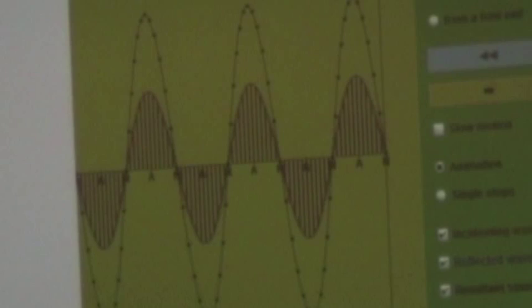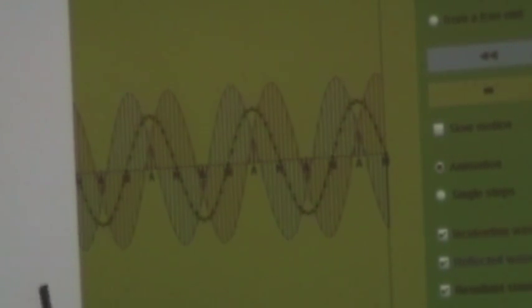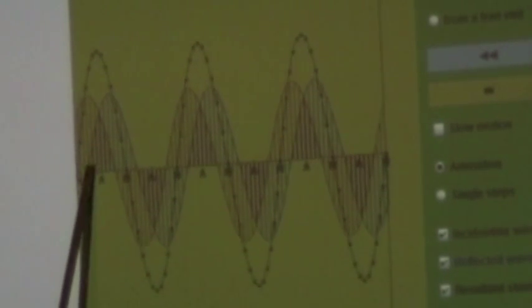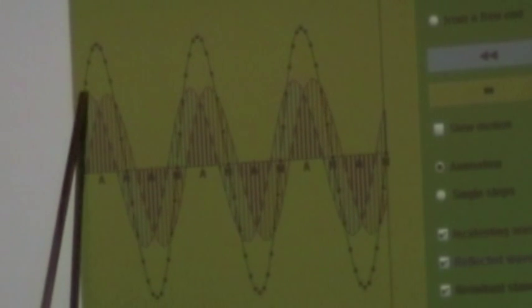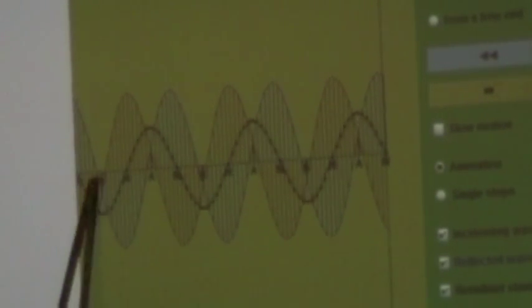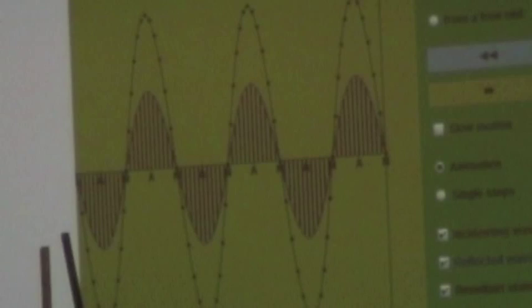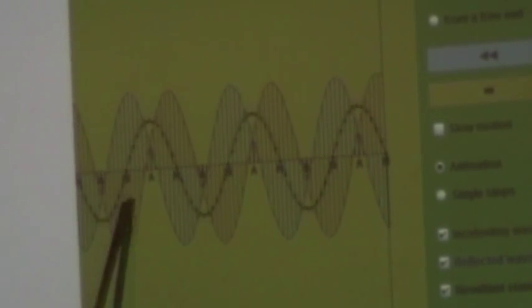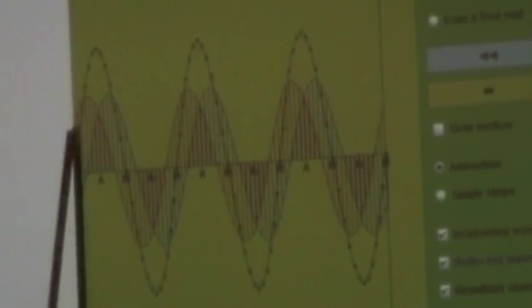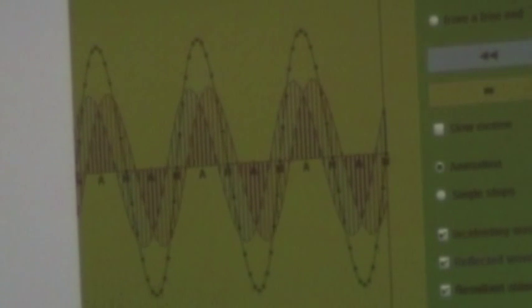So what this plot is showing is, in black, the sum. This is what the medium, the string in this case, is doing as these two waves are moving. So you wouldn't really see the blue and the red one. What you would see is just the black dots.